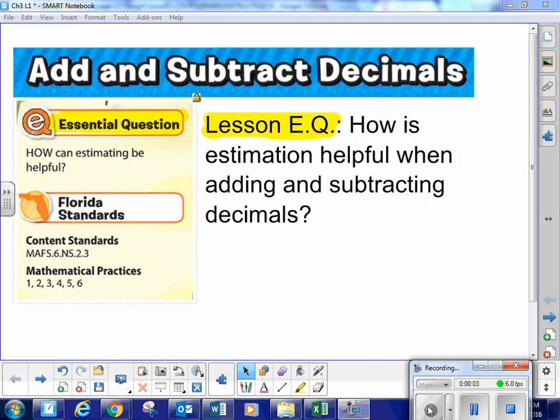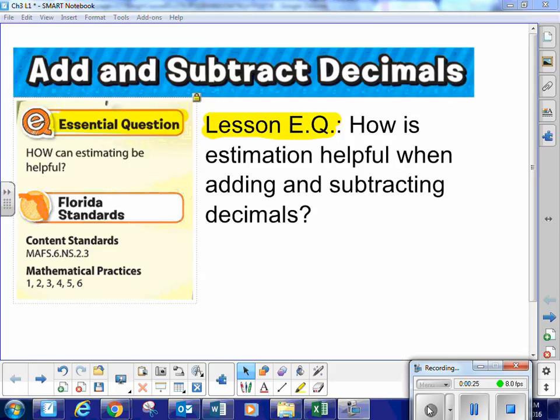Today's lesson, Chapter 3, Lesson 1, on page 177, is add and subtract decimals. The essential question that we will be answering for the chapter is, how can estimating be helpful? Initially, we should not be able to answer that question. While we can theorize on it, we should not be able to answer it yet.